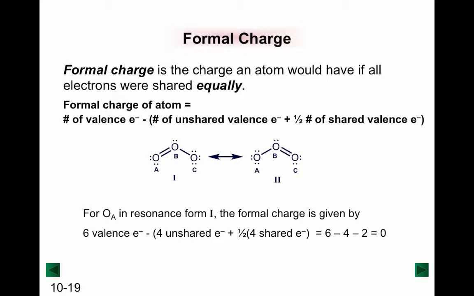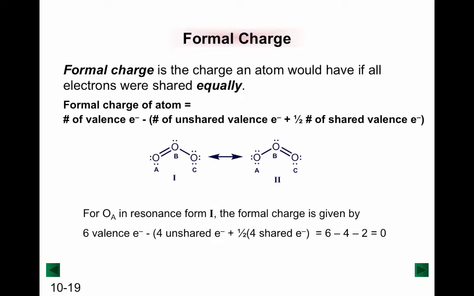The oxygen atom on the left that is doubly bonded to the central atom is A, the central atom is B, and the singly bonded atom is C. This is for Lewis structure 1. Let's calculate the formal charges for each atom in structure 1, starting with oxygen atom A.